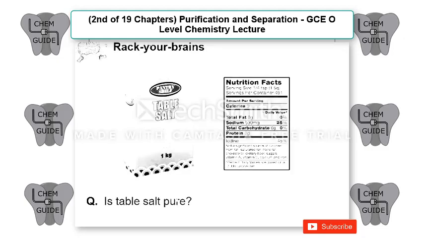So a quick example of this table salt here, is it pure or is it impure? If we look at the chart on the side, you will notice that it contains 45% iodine, which means that it is not pure because it contains sodium chloride, NaCl, and iodine, I2. So these two things make up the mixture, which gives you the table salt.